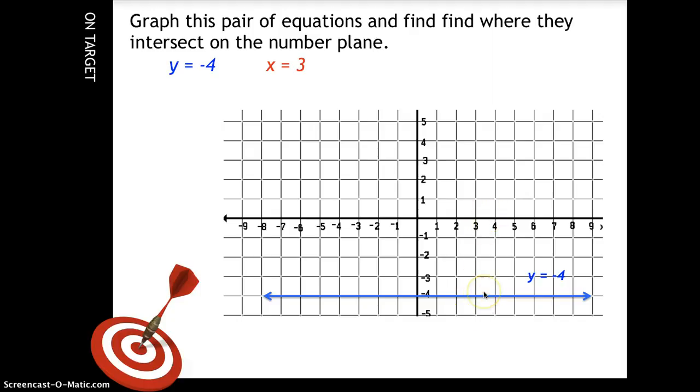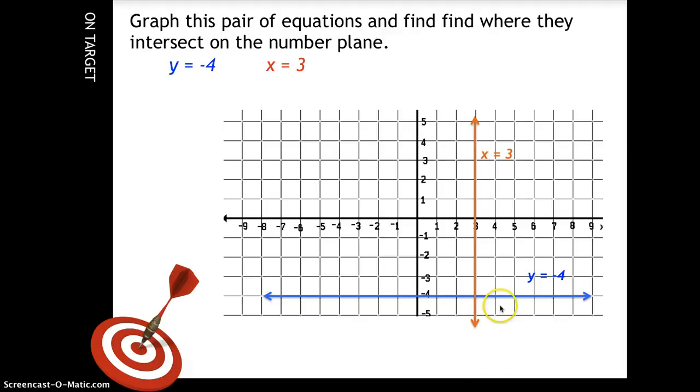Okay, now let's move on to the next function, which is x is equal to 3. So along the x-axis, I'm going to find 3, and it's here. From here, I'm going to draw a line that is vertical, that is parallel to the y-axis. Okay, by then, I'm going to now label this line, which is x is equal to 3.